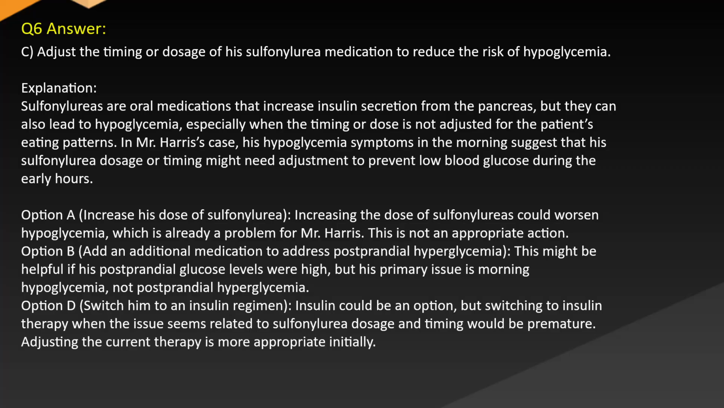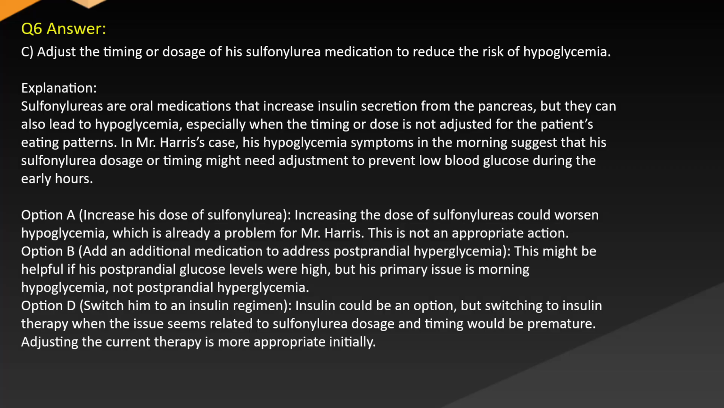Answer. C. Adjust the timing or dosage of his sulfonylurea medication to reduce the risk of hypoglycemia. Explanation. Sulfonylureas are oral medications that increase insulin secretion from the pancreas, but they can also lead to hypoglycemia, especially when the timing or dose is not adjusted for the patient's eating patterns. In Mr. Harris's case, his hypoglycemia symptoms in the morning suggest that his sulfonylurea dosage might need adjustment to prevent low blood glucose during the early hours.